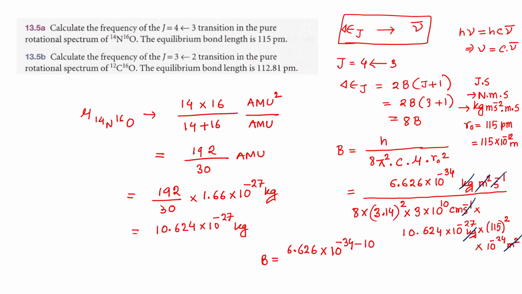Then when we take minus 27, it will become plus 27. Then we have plus 24, right? And at the numerator, and also the unit is centimeter inverse now. Then 8 into 3.14 square into 3 into 10.624 into 115 square.